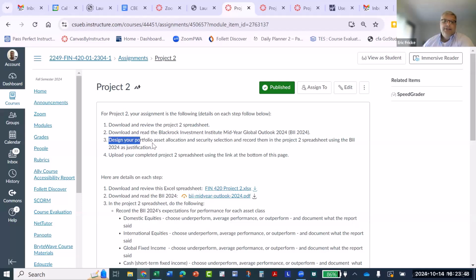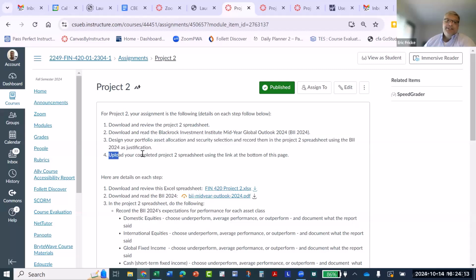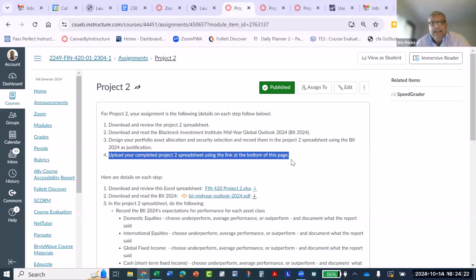And then using the BlackRock Investment Institute Mid-Year Global Outlook Report, you're going to design a portfolio. And you're going to give some justifications for how you design the portfolio. Those justifications should come from the Investment Outlook Report. And then the last thing you're going to do is just upload your spreadsheet. So those are the 4 steps. And down below, we're going to go through a little bit more specific instructions, okay?